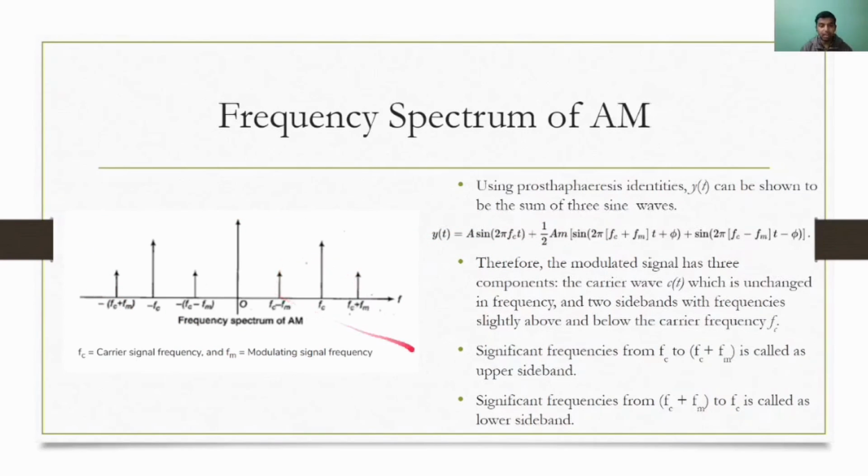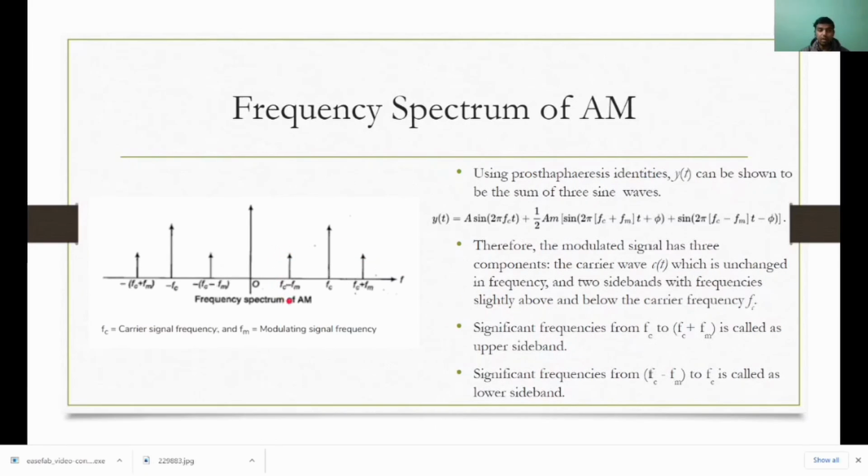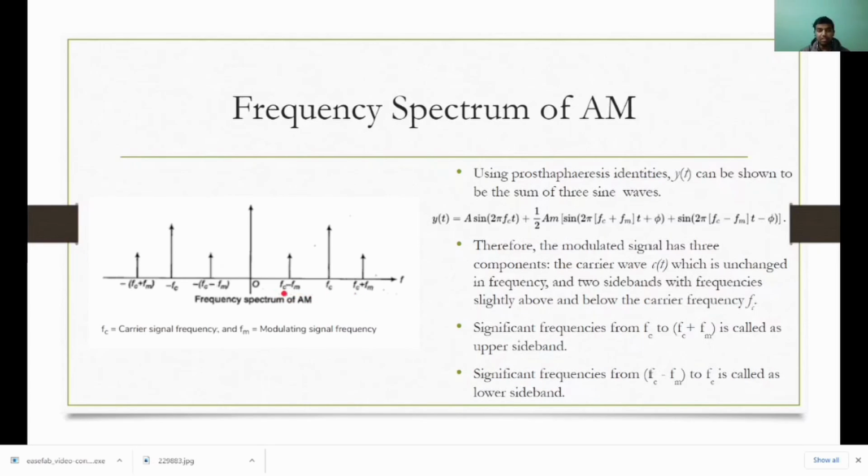As you can see from the graph, we have various frequencies. The highest one being fc plus fm, followed by fc, followed by fc minus fm, 0, minus fc plus fm, minus fc, minus fc minus fm. The portion from fc to fc plus fm is called the upper sideband, and the frequency region from fc minus fm to fc is called the lower sideband, and from fc minus fm to fc plus fm we have our bandwidth.